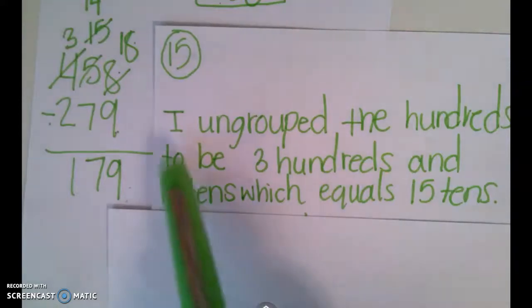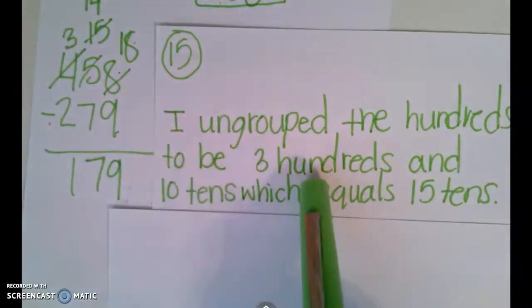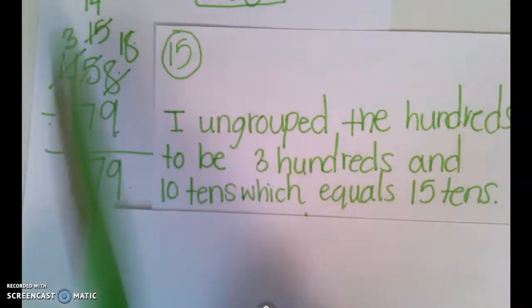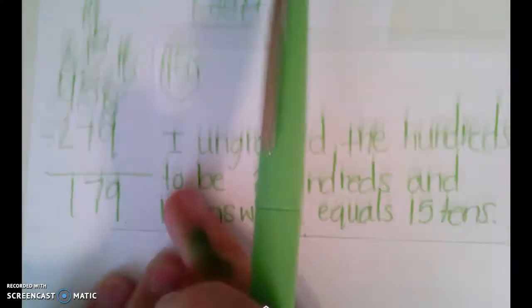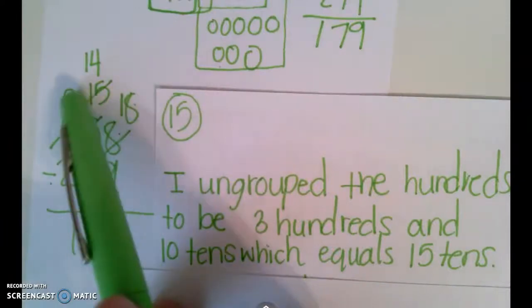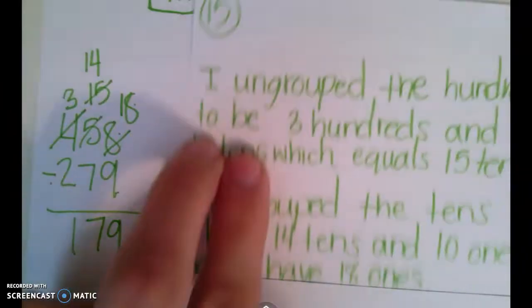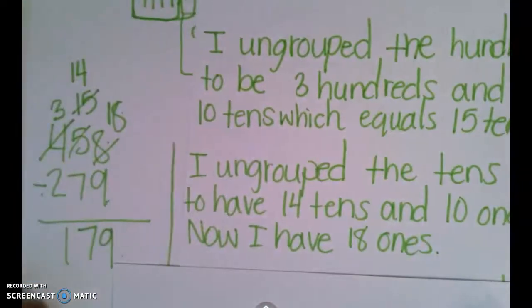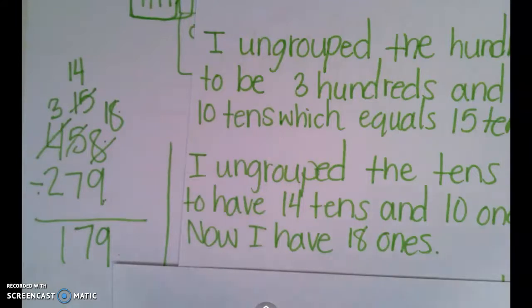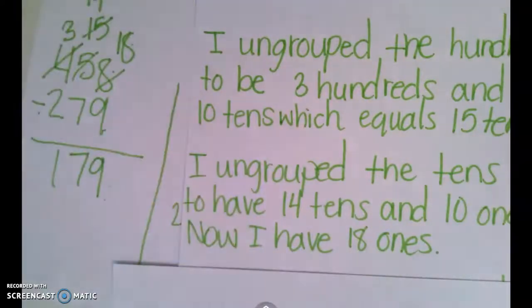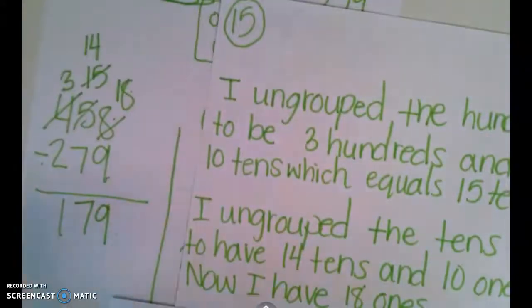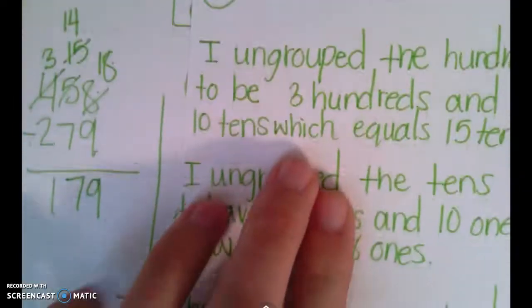Okay, so first I ungrouped the hundreds to be 3 hundreds and 10 tens, which equals 15 tens. Okay, I ungrouped the tens to have 14 tens and 10 ones. Now I have 18 ones. Notice how I'm using tens, ones, and hundreds language in my explanation.